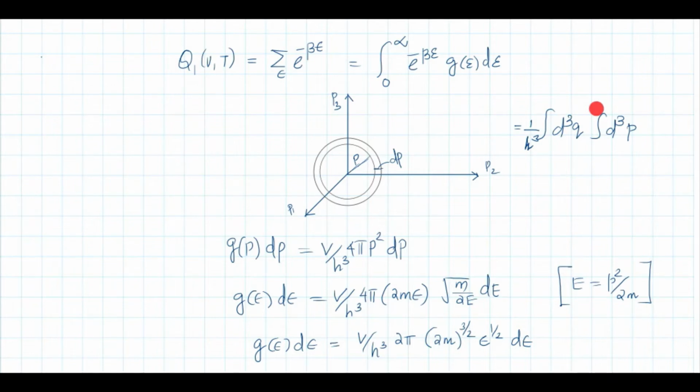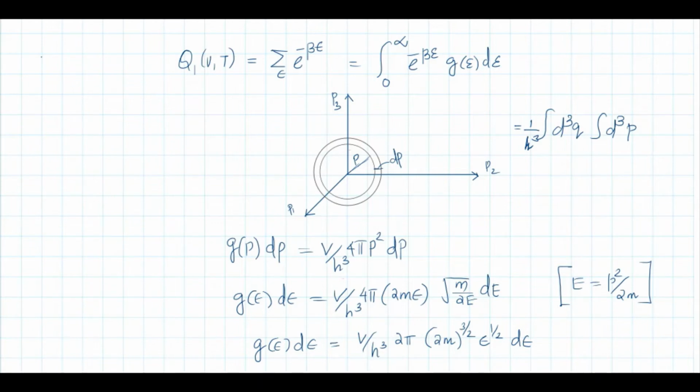So the number of microstates is given by the total volume of phase space divided by the volume of a particular microstate. Now the integral d³q will give you the total volume V, divided by h³. But for the integral d³p, we have to integrate over the region of this shell, that is the momentum lying between p and p plus dp. So what is the volume of this shell? It is nothing but 4π p² dp. So the number of states having momentum between p and p plus dp is V by h³ times 4π p² dp.